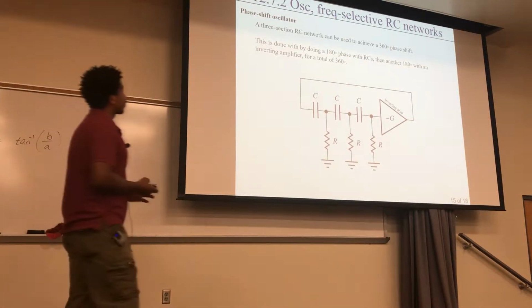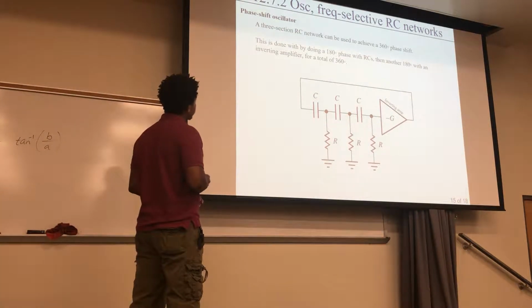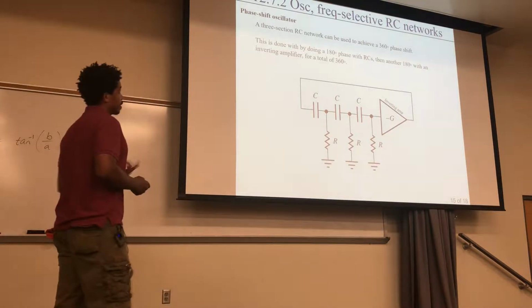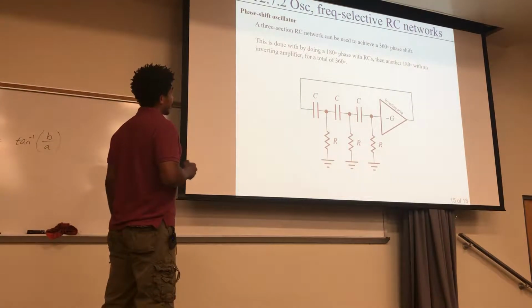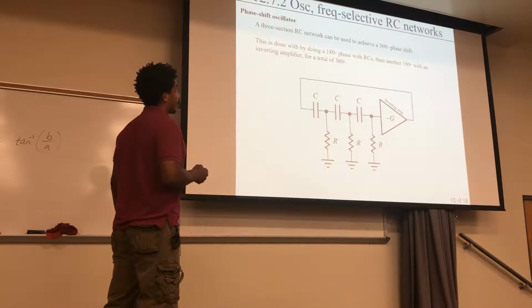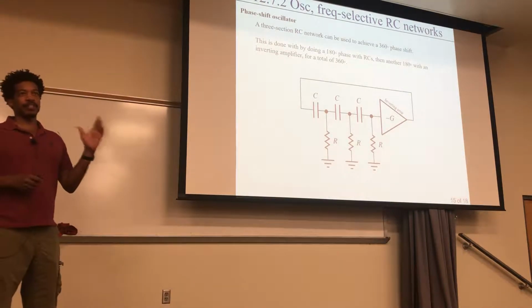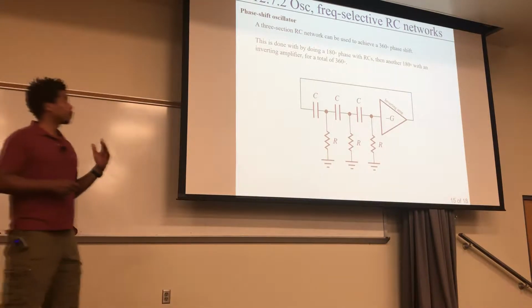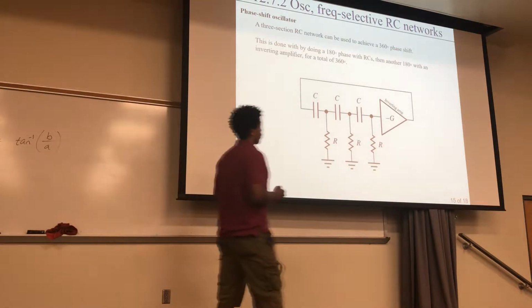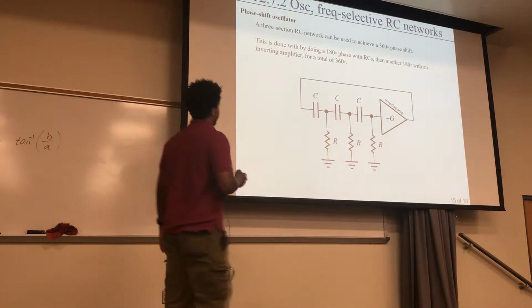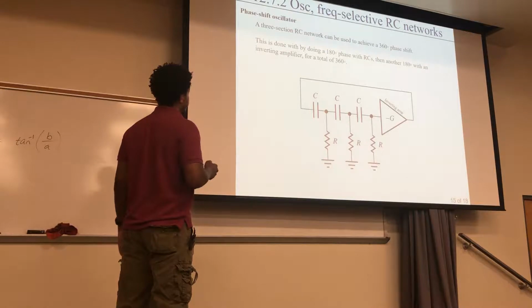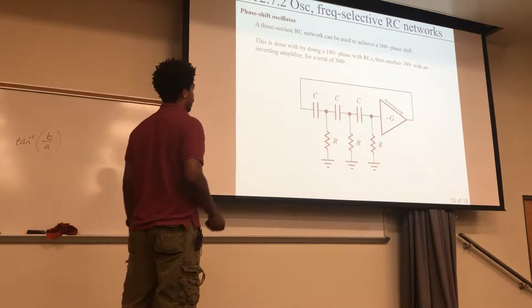Okay, so on to this other type. This is called the phase shift oscillator. What this basically does is use this 3-section RC network to achieve a 360 degree phase. Remember before that the angle of T can be 0 or it can be 360. They're equivalent. But it uses this RC network right here to try to achieve 360.